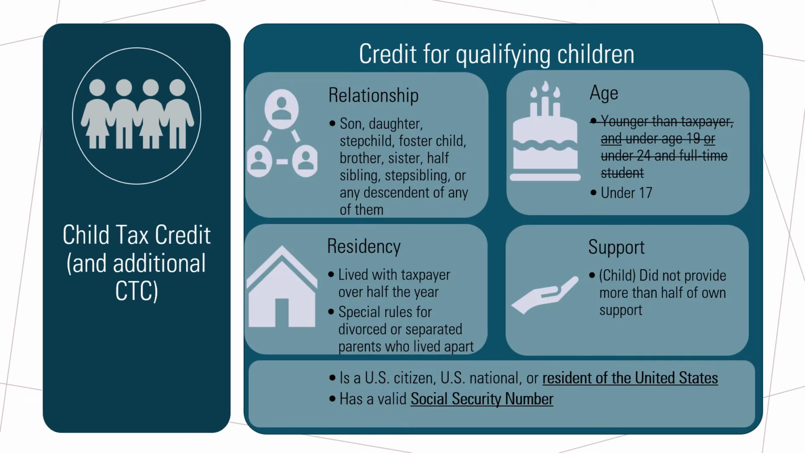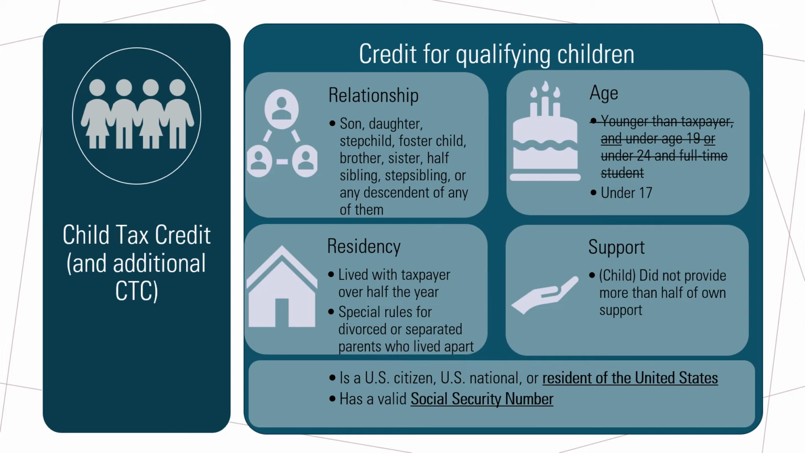So let's talk about who these children are that are qualifying children for this credit. Most of the tests are the same as the dependency tests for a qualifying child, but there are some important differences. We still have the relationship test, so these could be children, siblings that are younger than the taxpayer, and any descendants of those relationships, including any half or step relations. We also have the age test, but now only children under the age of 17 at the end of the tax year can qualify for the credit.